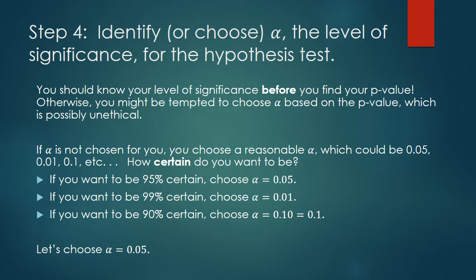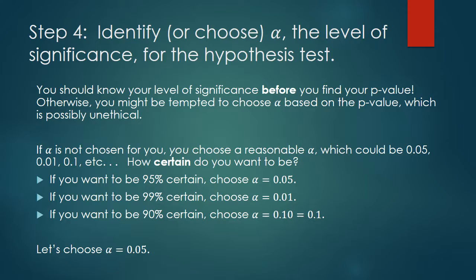If you don't choose alpha in advance, then you might be tempted to get a p-value and say, well, what should alpha be to make my results statistically significant? And that's not exactly ethical, so get your alpha in mind first. If alpha is not given to you, you would choose it based on how confident, how certain you want to be. If you want to be 95% certain of your results, alpha would be the decimal of what's left out of 100%. 100% minus 95% is 5%.